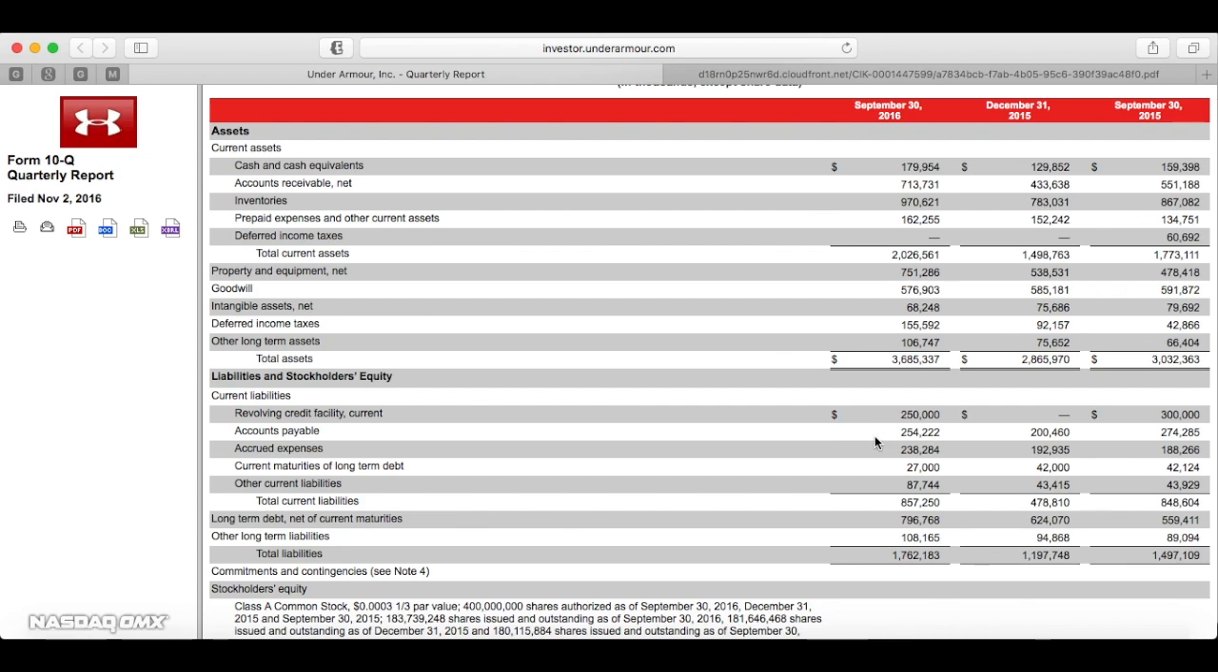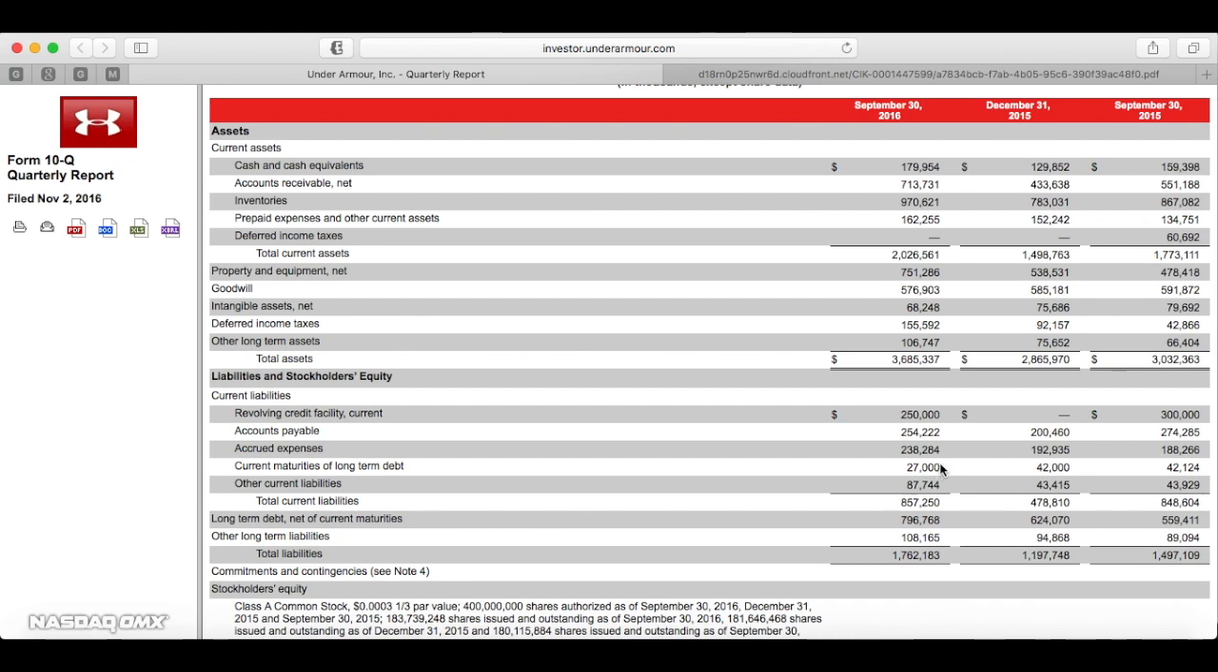They have some accounts payable. Accounts receivable is money people owe Under Armour. Accounts payable is money Under Armour owes other vendors for whatever reason. And this is not necessarily alarming in Under Armour's case. You can see it's been steady here. But on smaller companies, you might see this number start ballooning, and that could be something you want to take further note of. Accrued expenses, I believe these are expenses they've accrued. Essentially, they're racking up some expenses that they're eventually going to have to pay.